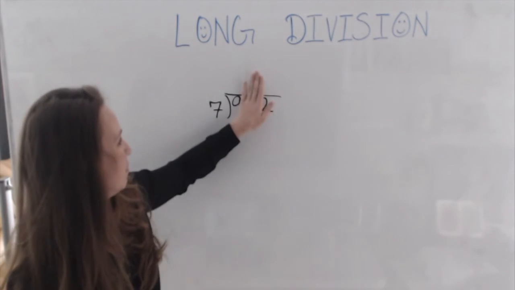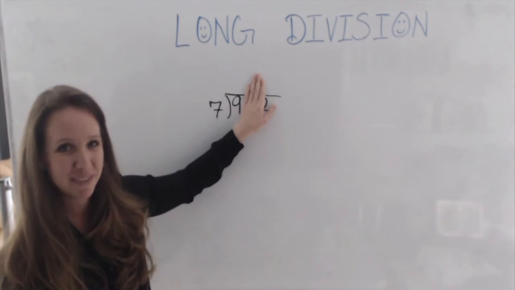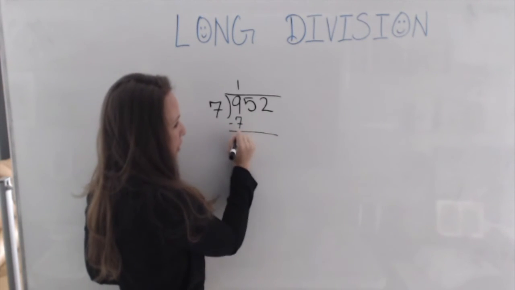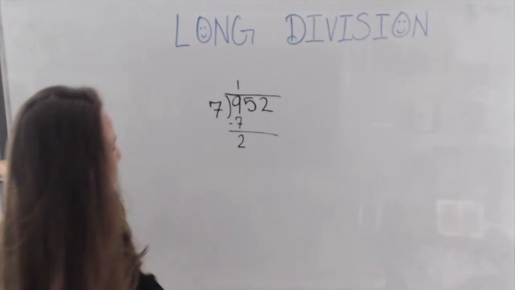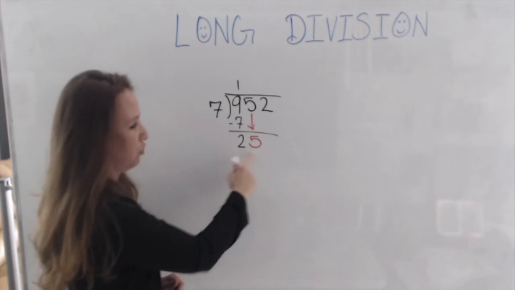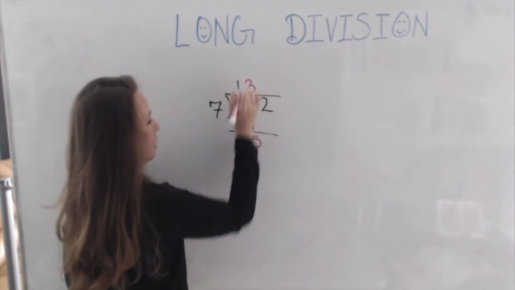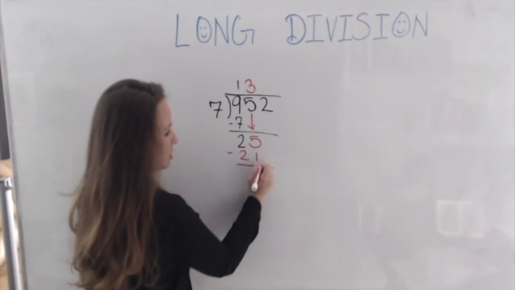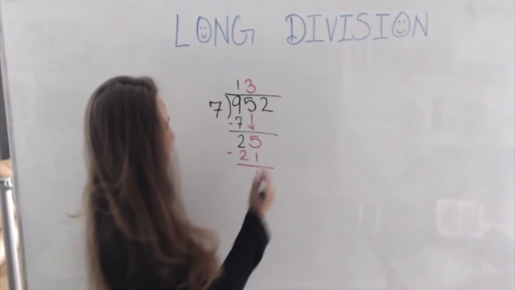Same as every other time. 7 goes into 9 how many times? One time, and we subtract 7 to find our remainder. And our remainder was 2. Now, I'm going to bring down the 5. 7 goes into 25 3 times, which is 21. And we subtract, and my remainder is 4. Let's keep going.